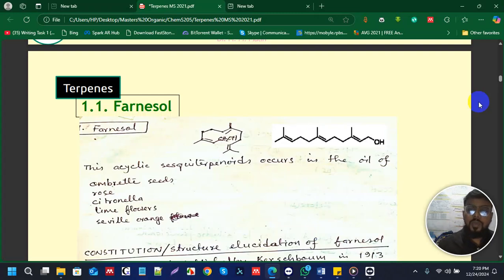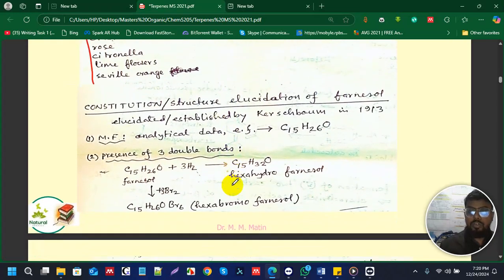This acyclic sesquiterpene occurs in the oil of ambrette seeds. We find this farnesol in ambrette seed, rose, citronella, lime flowers, and bitter orange. From these plants, we are able to extract farnesol terpenes in the form of oil or essential oil. And that is the second portion. We will elucidate the structure of farnesol, or we will be able to constitute the structure of farnesol, in this specific portion.